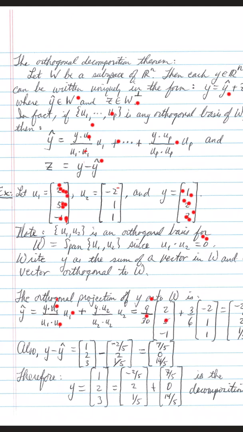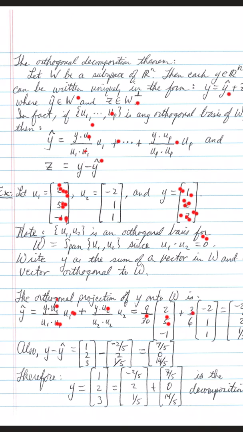Times u1 itself, and that will be multiplied with your final answer from those two dot products, plus y dotted with u2: negative 2 times 1 plus 1 times 2 plus 1 times 3. Negative 2 plus 2, that's 0, plus 3 is 3.